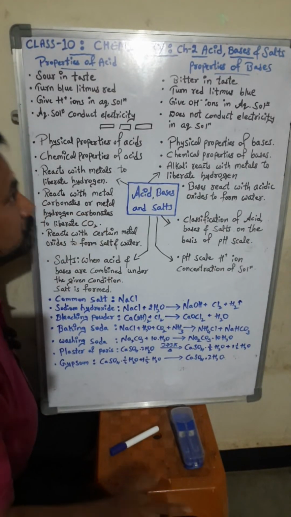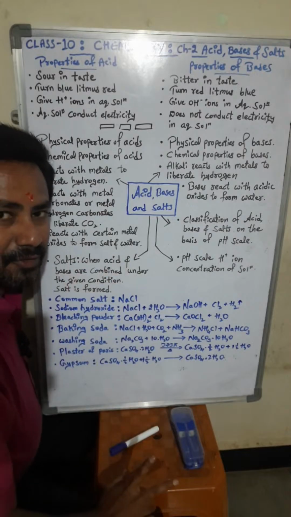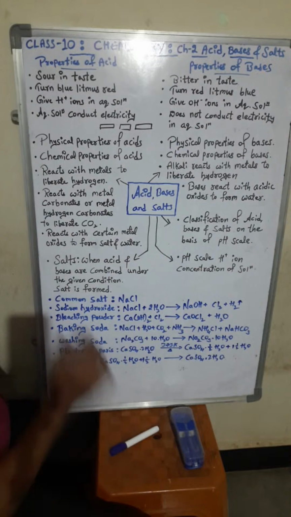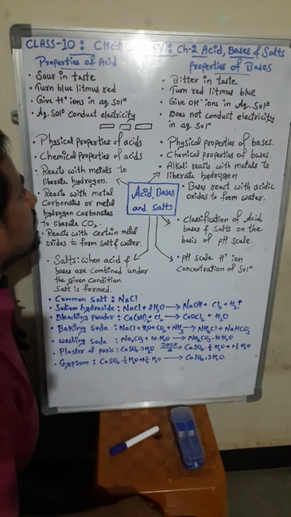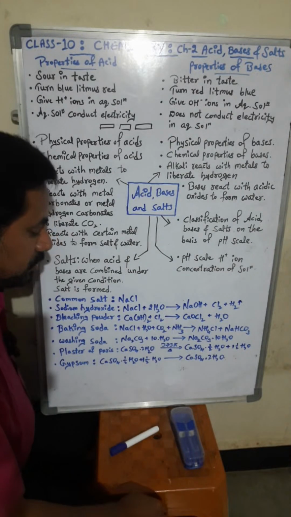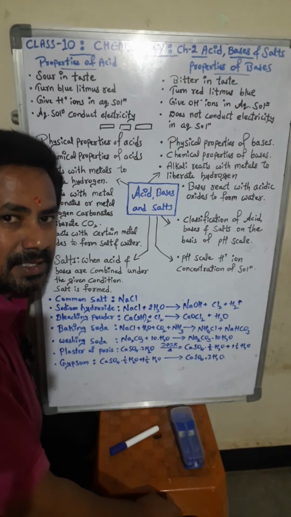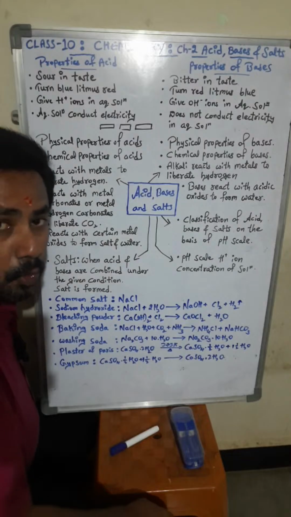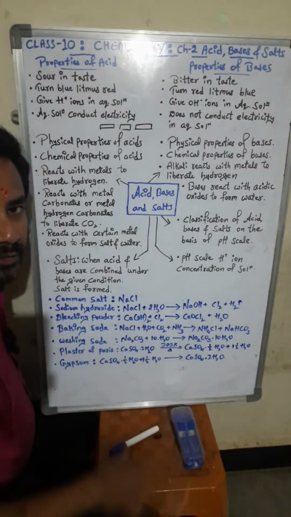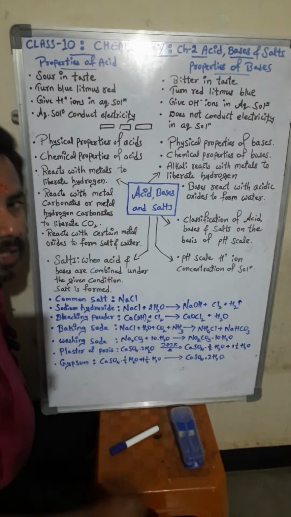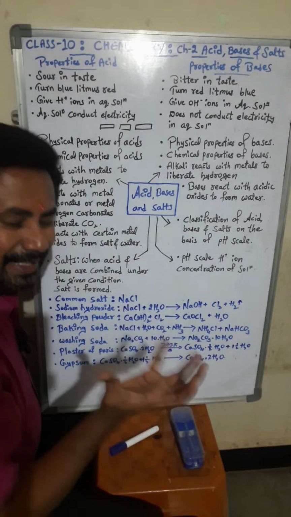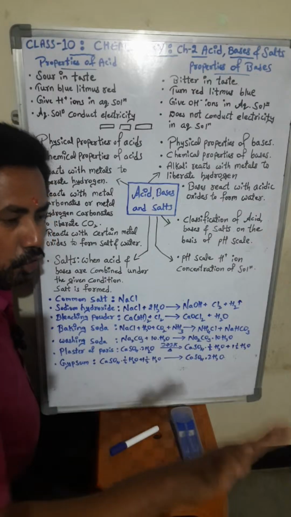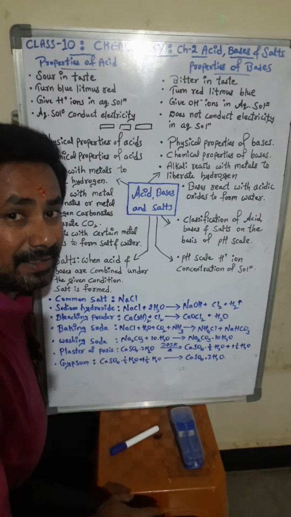The second point, we have studied properties. First one, acids are sour in taste. Second one, they change blue litmus to red. Third one, they give H plus ions in aqueous solution. What do you mean by H plus? Hydrogen ions, positive ions, they will give you in aqueous solution. Aqueous solution means what? In liquid. In liquid, if we pour that acid, hydrogen ions will be separated.